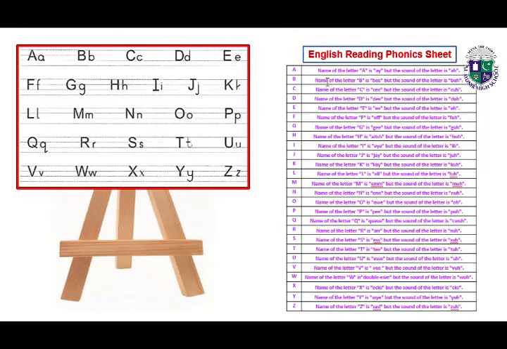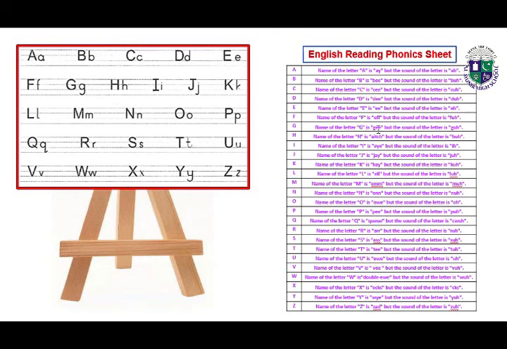Let's read the phonics. Name of the letter A is A, but the sound of the letter is A. Name of the letter B is B, but the sound of the letter is B. Name of the letter C is C, but the sound of the letter is C. Name of the letter D is D, but the sound of the letter is D. Name of the letter E is E, but the sound of the letter is E.